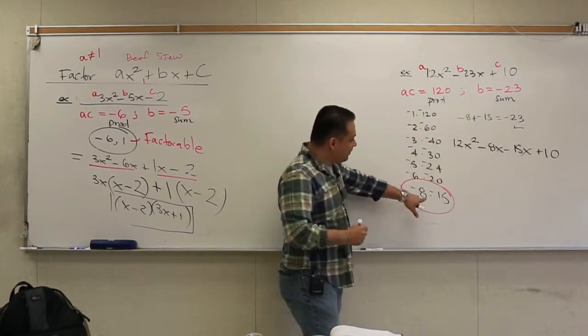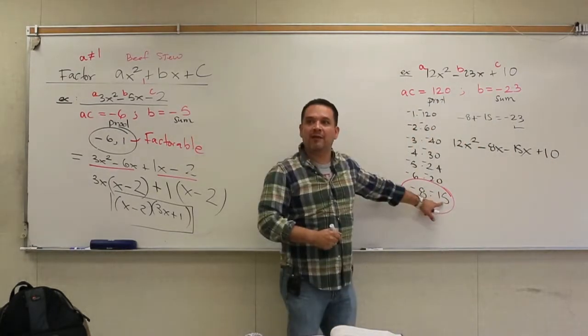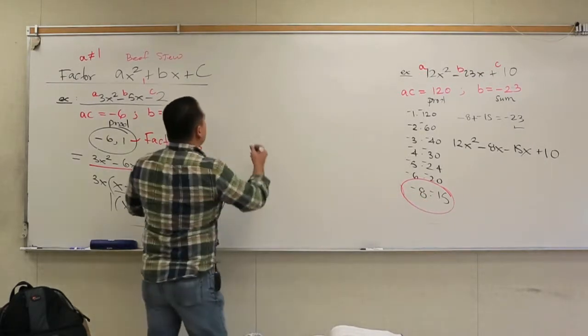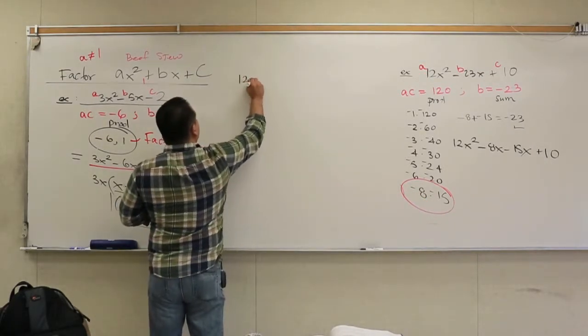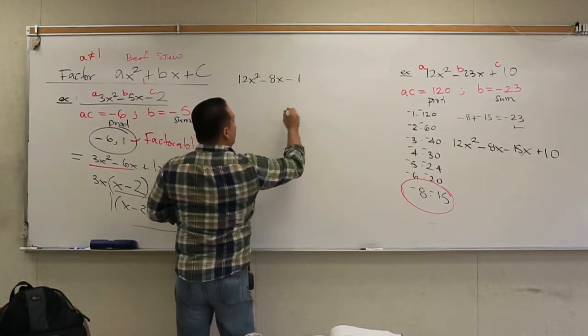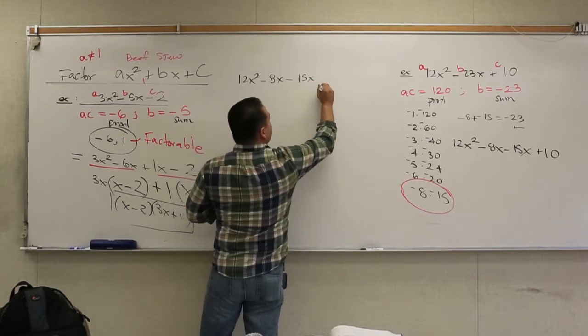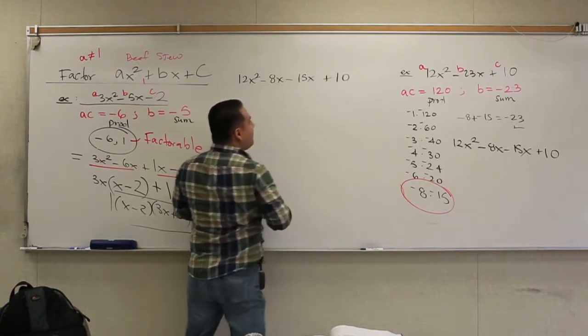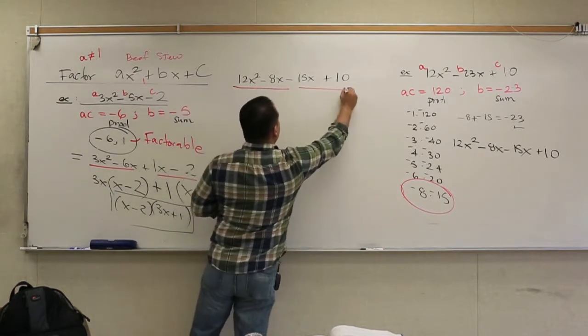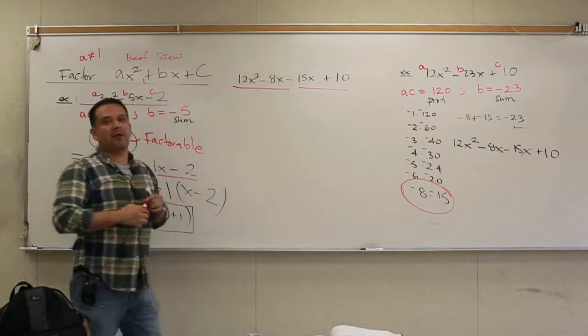This is my rewrite. I used it to rewrite the bx term: negative 8x minus 15x. So 12x squared, negative 8x, minus 15x, plus 10. Four terms. What comes next?